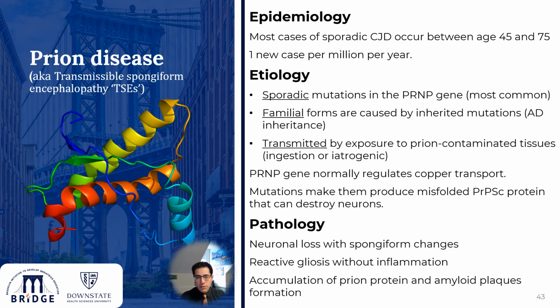The pathology is basically neuronal cell death with spongiform changes, and you can see the accumulation of amyloid plaques and the prion protein under the microscope.